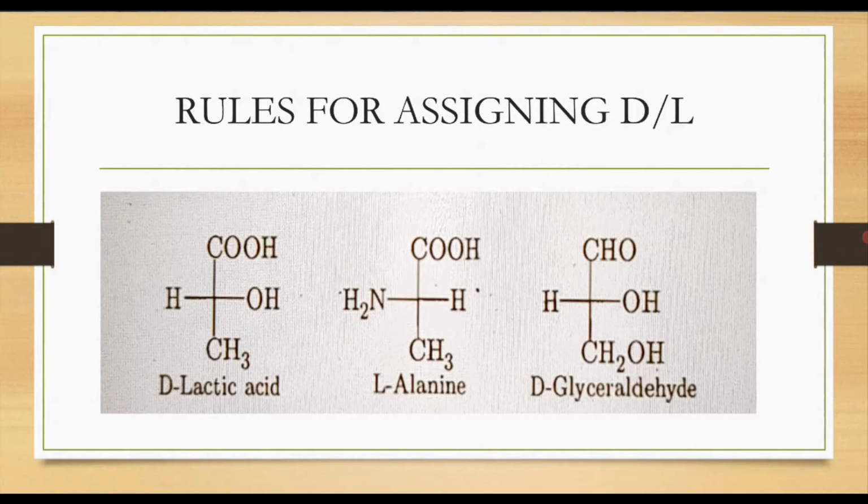So here this is a proper Fischer projection, as the longest carbon chain is vertical and the highest oxidizing group is up. So we have to look at the remaining horizontal groups, here hydrogen and OH. Among these two horizontal groups, which has the highest priority, that means higher atomic number. That means here OH has higher priority than H. So if it is on the right side, then it will be called capital D. Otherwise, if it is on the left side, it will be called L.